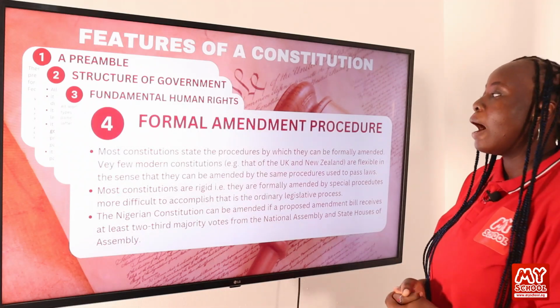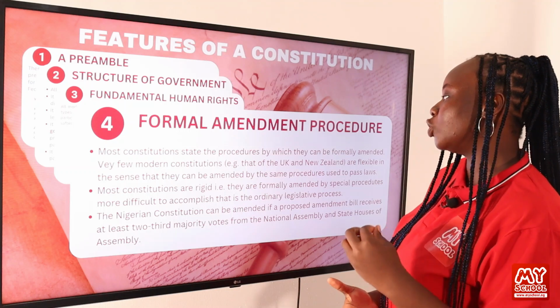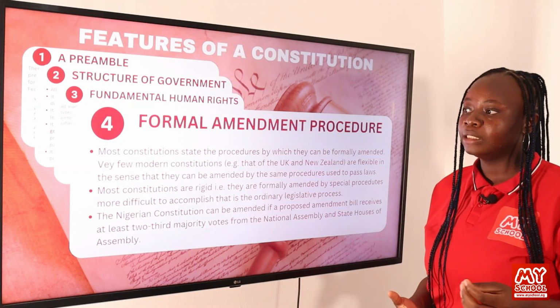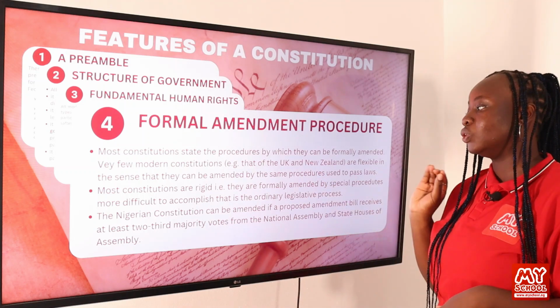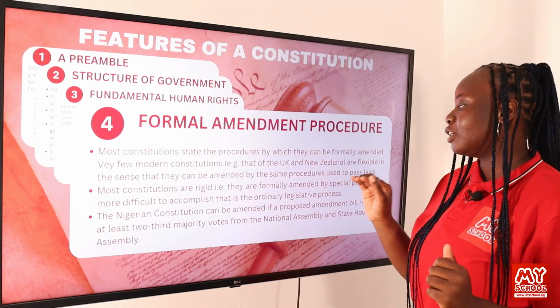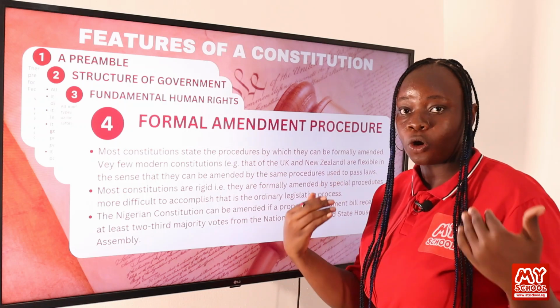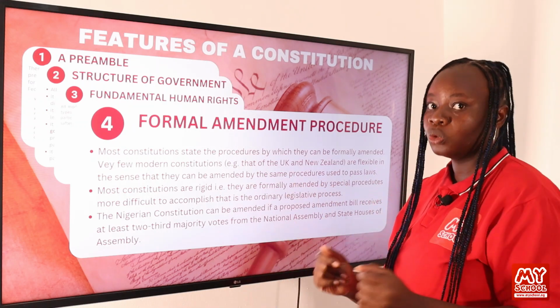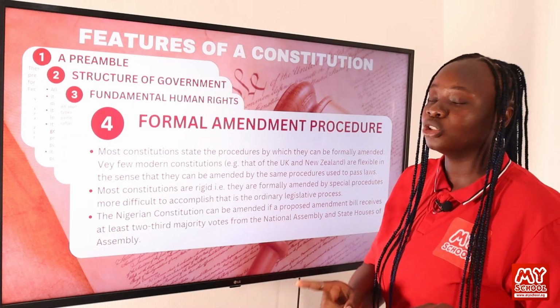So we have formal amendment procedures. So most constitutions state the procedures by which they can be formally amended. So very few modern constitutions, e.g. that of the United Kingdom and New Zealand, are flexible in the sense that they can be amended by the same procedures used to pass law. So just like the legislature converts a bill into law, they can also make a constitutional amendment. But this is not the case for most countries of the world.